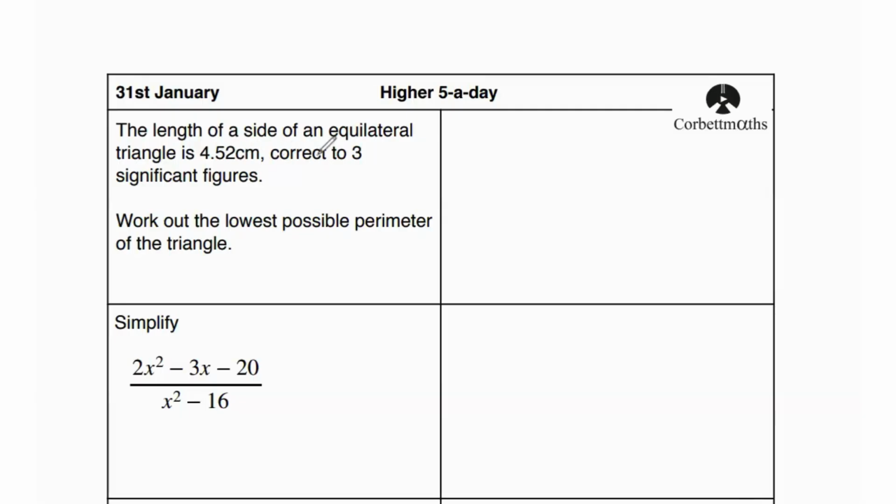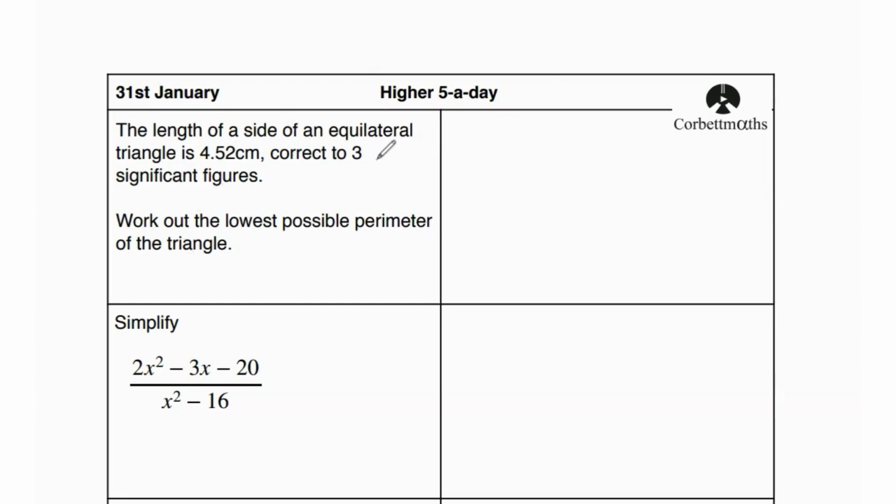The question says the length of a side of an equilateral triangle is 4.52, correct to three significant figures. Work out the lowest possible perimeter of the triangle. So it's an equilateral triangle, which means all lengths are going to be equal. To work out the lowest possible perimeter of the triangle, we need to find the lower bound of 4.52.